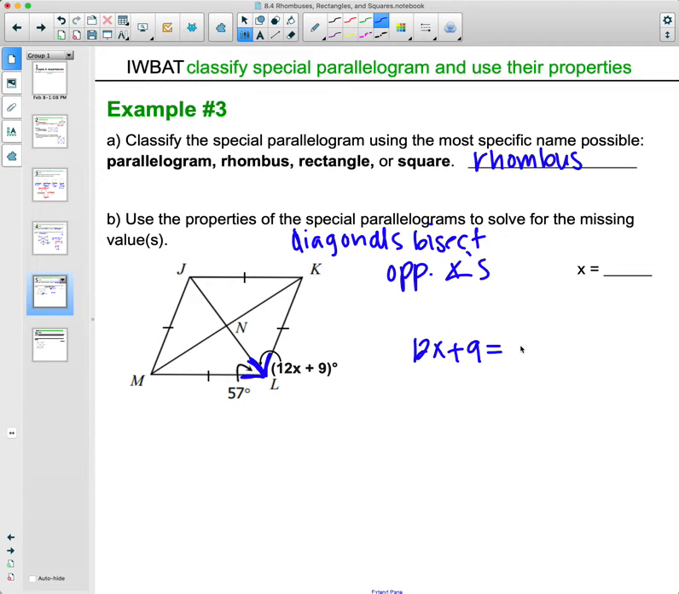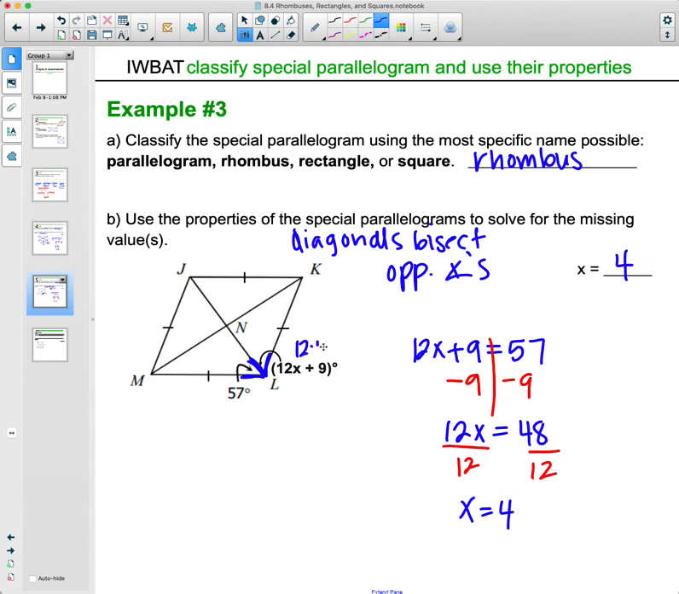So we would say 12x plus 9 equals 57. And then solve. So we can subtract 9. So we get 12x equals 48. Divide by 12. And we get x equals 4. Again, plug it in. When we plug it in here, it better be 57. So 12 times 4 is 48. 48 plus 9 is 57. So we're good.